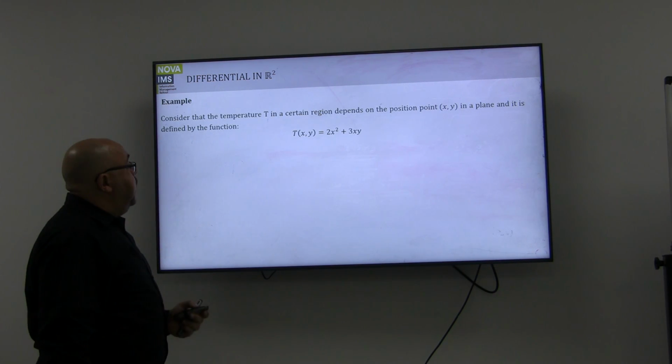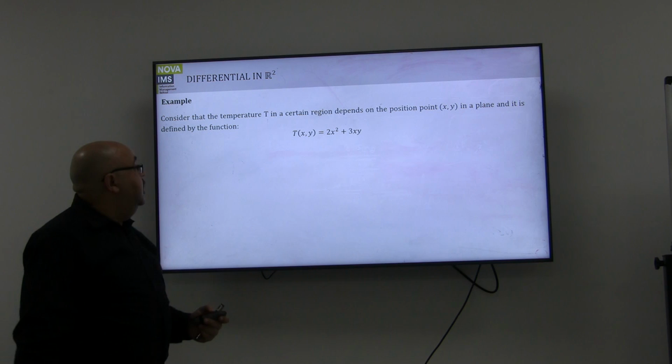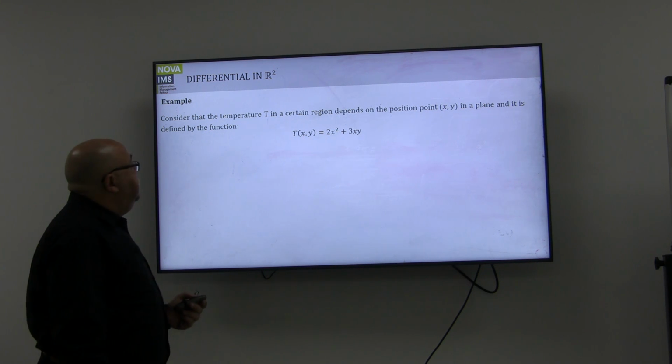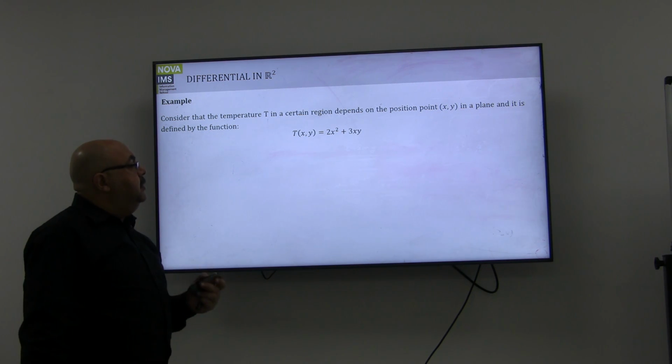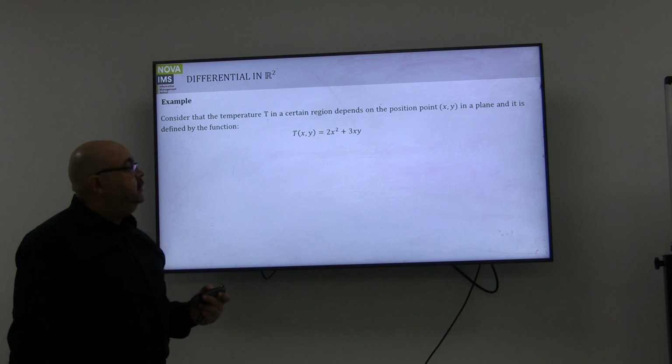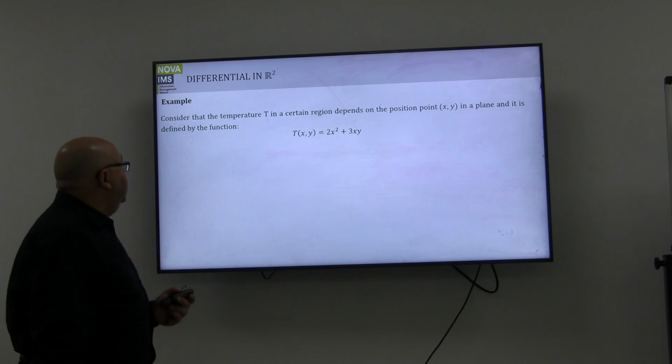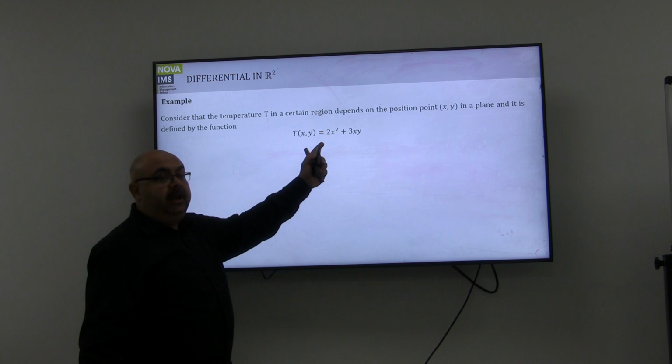So for this specific problem, he is asking you to consider that the temperature T in a certain region depends on the position of the point x and y in the plane, and it is defined by this relation.